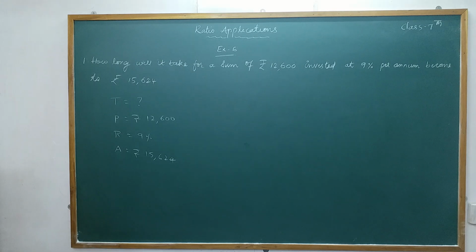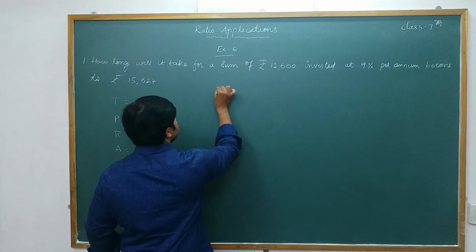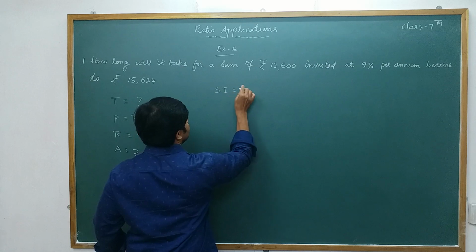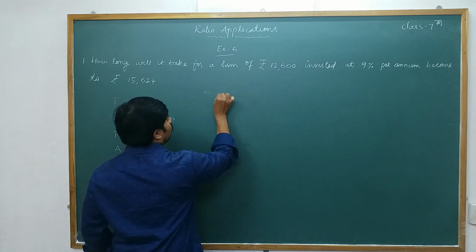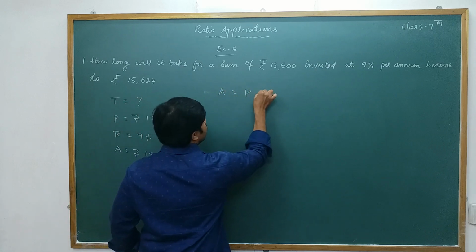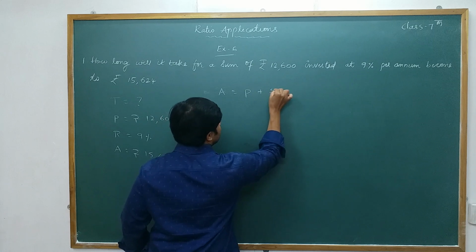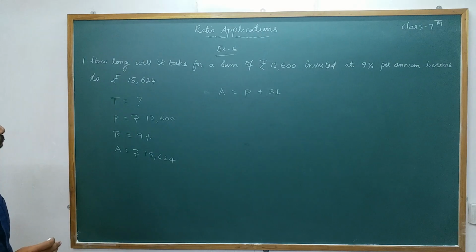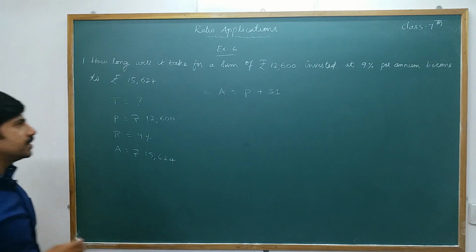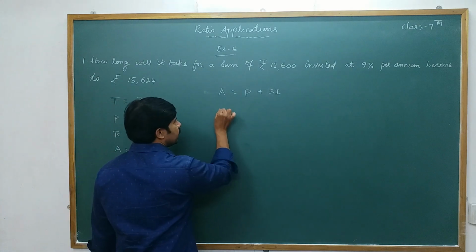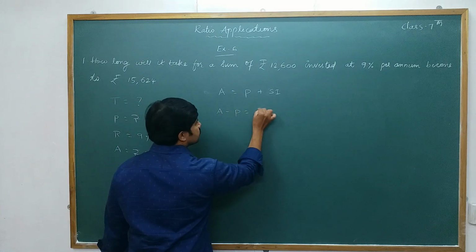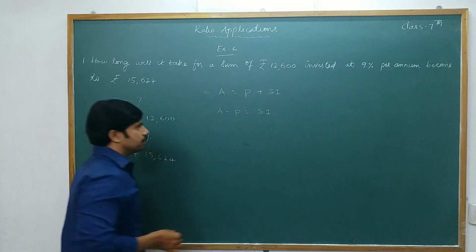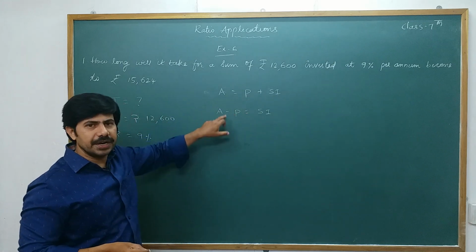So we have a formula. So what is simple interest? SI is equal to, sorry, not simple interest. What is amount equal to? It is principal plus simple interest. P plus I you can write, or P plus SI, anything you can write. So here first I'll find out SI, simple interest. To find simple interest, the formula is amount minus principal. Just transpose this P to the left side, it changes the sign.